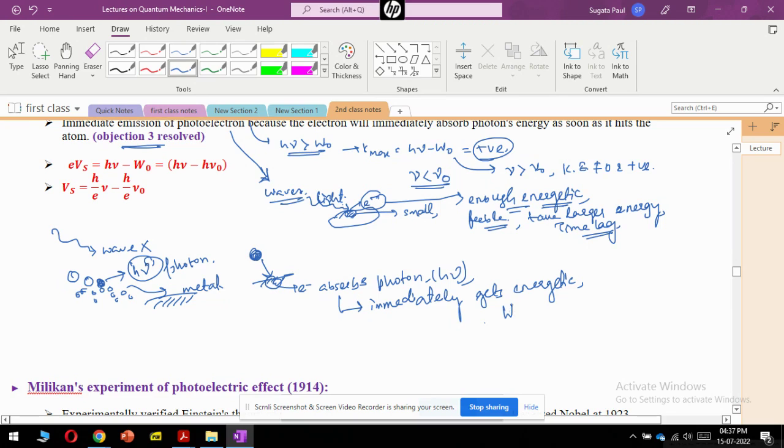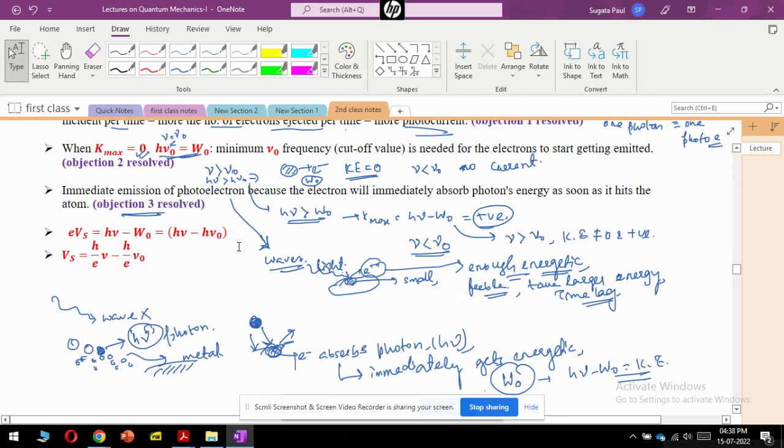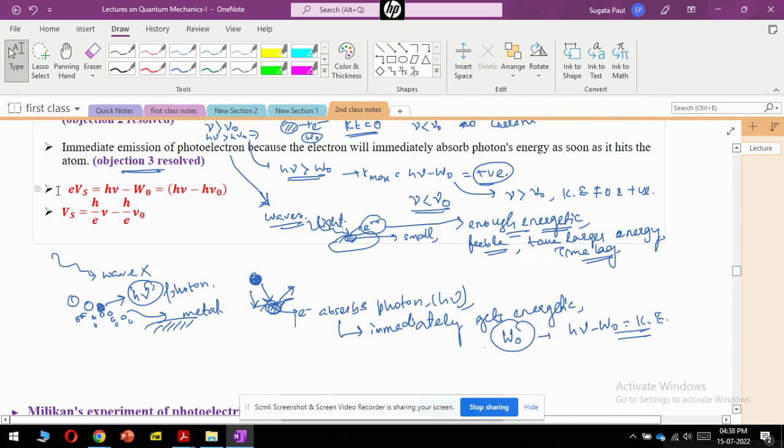It first comes out by using the energy W naught, then the rest of the energy it uses as kinetic energy. That's why this process is instantaneous: as soon as the quantized, concentrated energy from the light hits the surface, it makes the electron energetic enough, and it comes out right away. So the quantum theory is able to explain the fact that the photoelectric effect is an instantaneous process. All the observations raised against the classical theory are resolved by the quantum theory, given by the idea of the photon by Einstein.